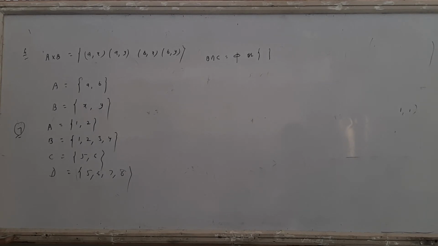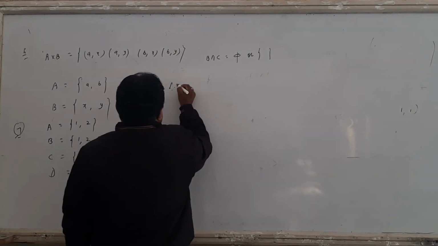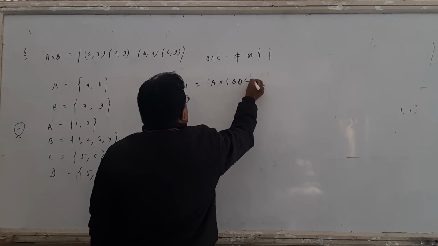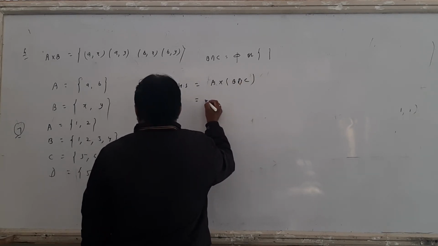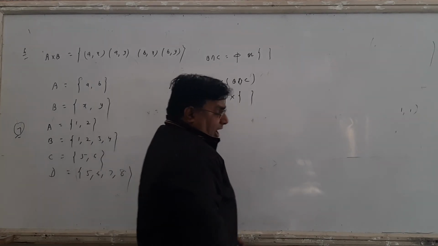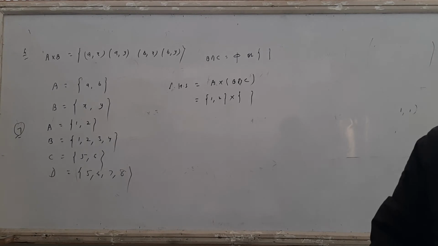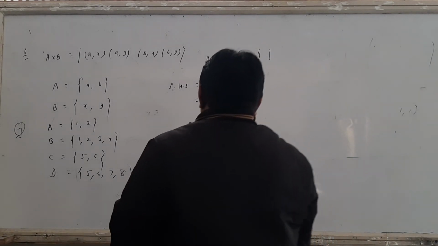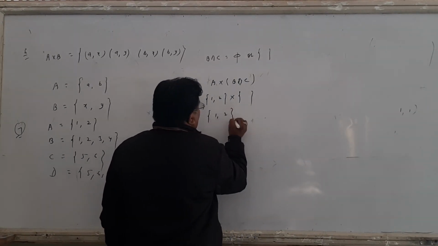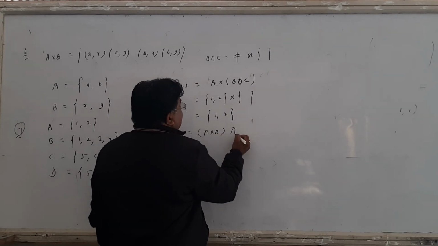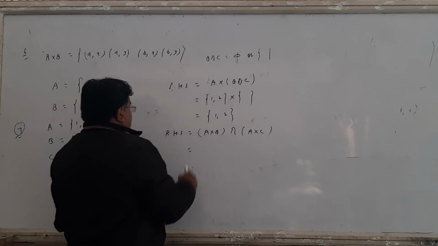But now taking the left hand side, find A cross (B intersection C). Set A is given as {1, 2}, and B intersection C has no common element. Now we have to make the Cartesian product of these two. With the empty set there is no element to pair with, so the result is the empty set. Since the right hand side is given as (A cross B) intersection (A cross C), we just need A cross B.